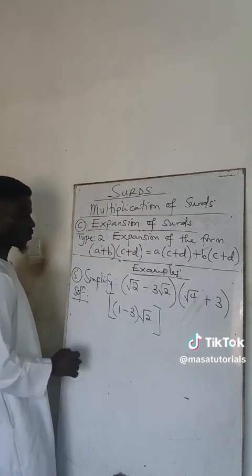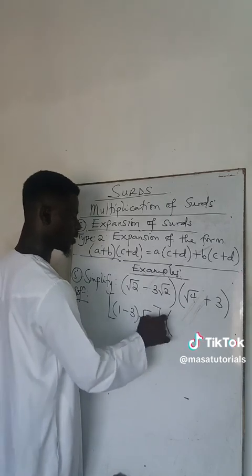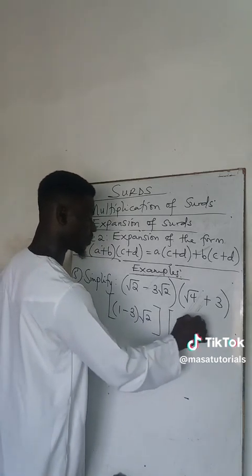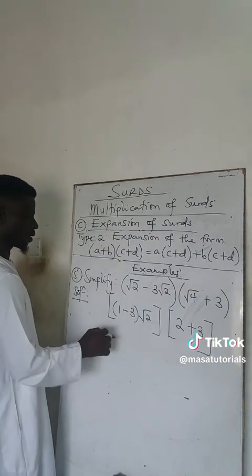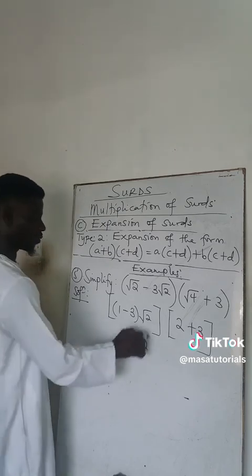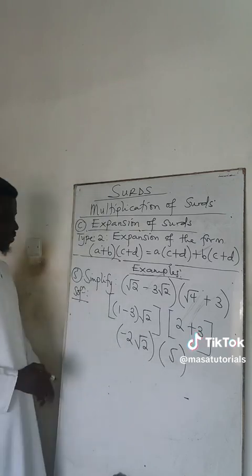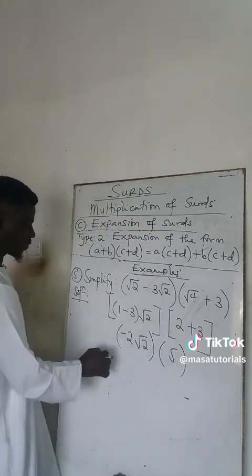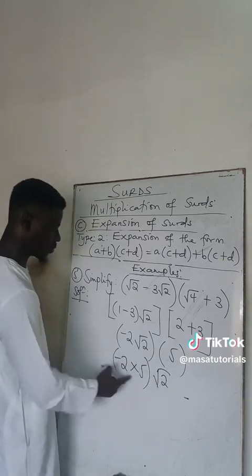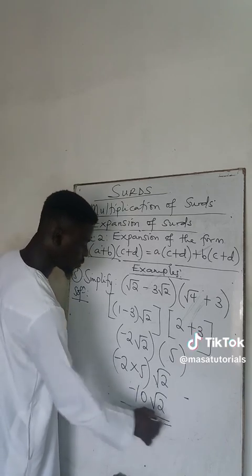So we use the square brackets. Square root of 4 is just, let me use the parentheses, 2 plus 3. Now, 1 minus 3 is negative 2 square root of 2. So you have this, times 2 plus 3 is 5. Okay. Negative 2 multiply 5. So you have negative 2 times 5, then square root of 2. Negative 2 times 5 is negative 10 square root of 2.